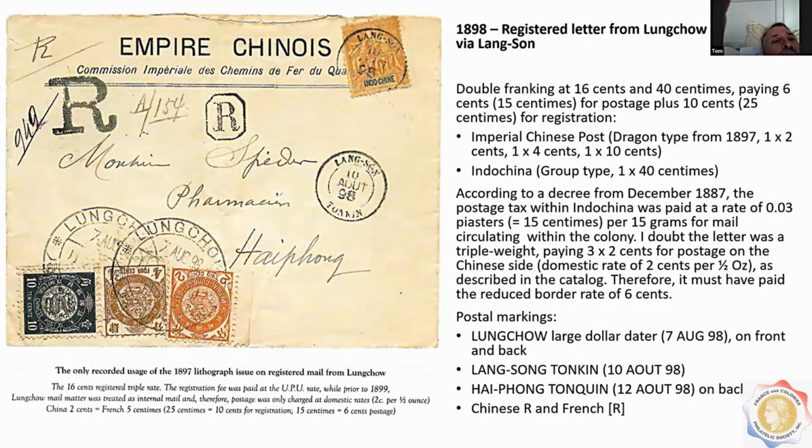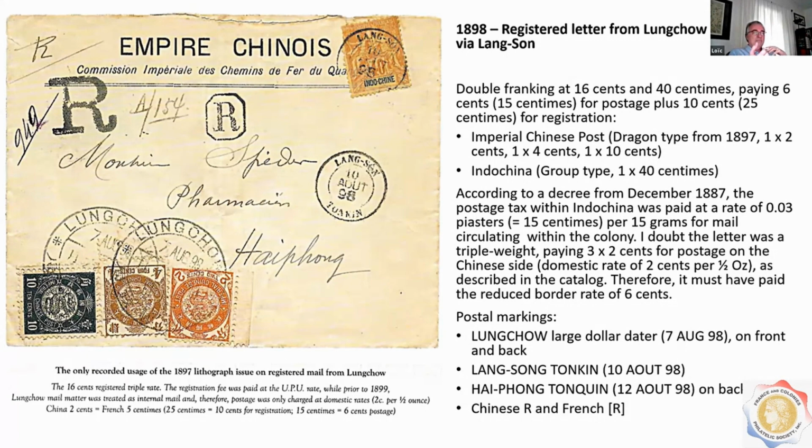So I'm struggling to really explain the rate on this one. The explanation that was provided in the Ocean catalog from Interasia says this is a 16 cents registered triple rate. So the fee for registration was 10 cents, and the mail matter from Langzhou was treated as internal, domestic mail. So it paid the domestic rate, 2 cents per half ounce, so triple weight, 6 cents.